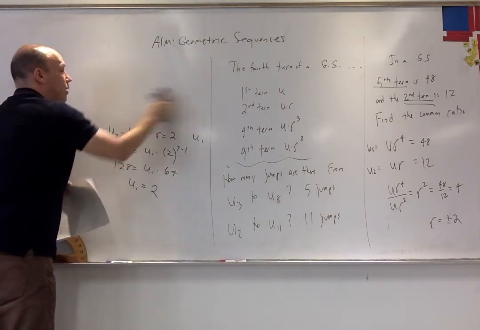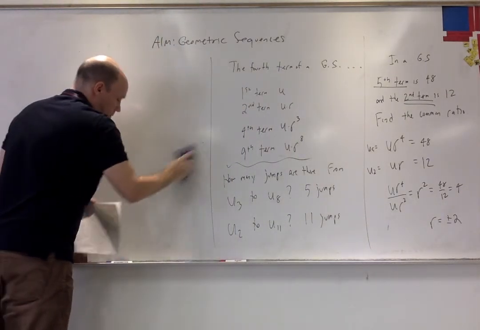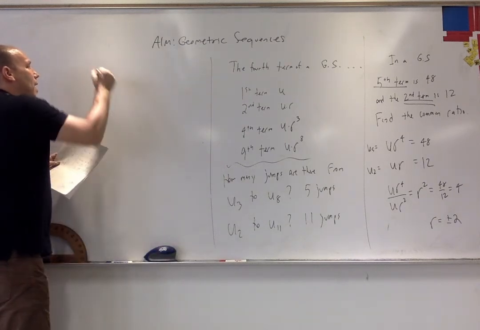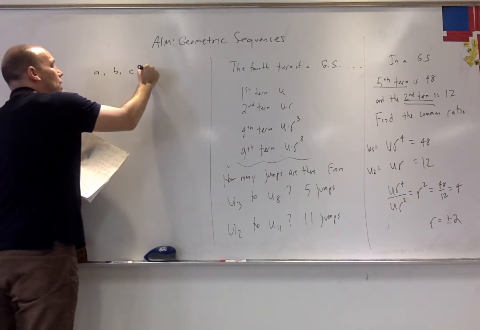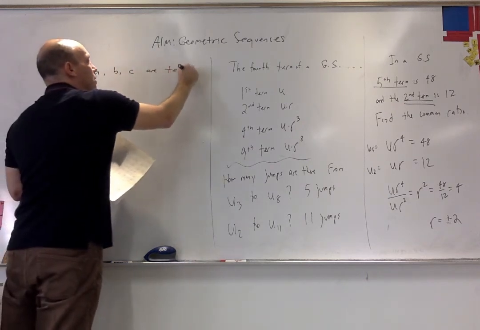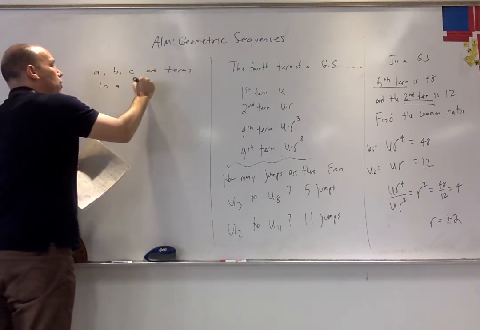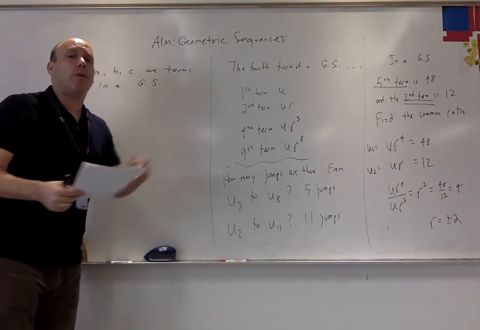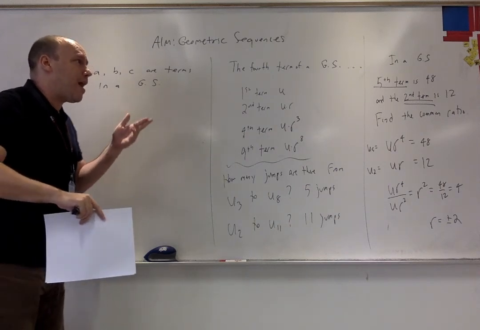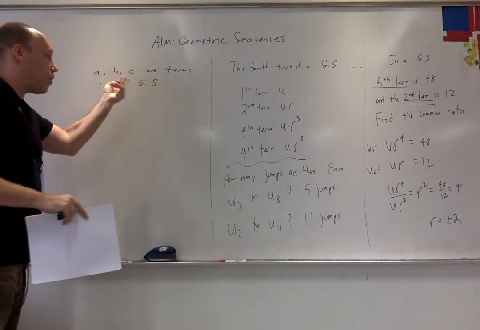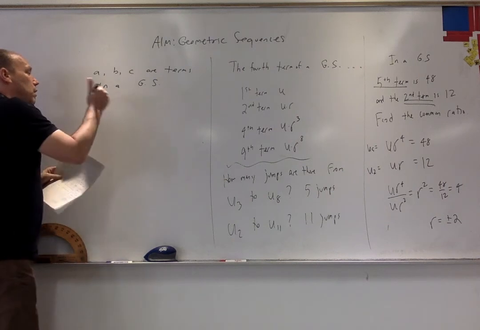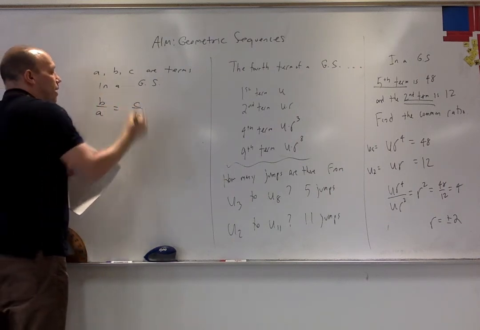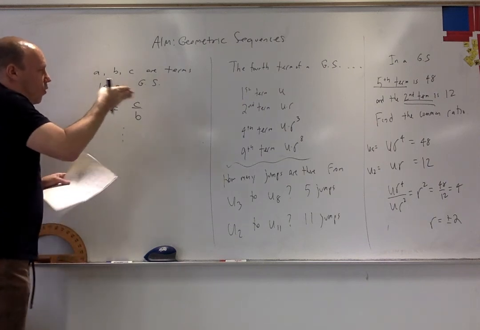Last little trick that I want you to do. So when they say this, here's another thing. They say that A, B, C are terms in a geometric sequence. Well, I don't know what's coming after it, but once again, when you see it structured like this, you say, okay, therefore B over A is equal to C over B. And I want you to use this for the homework.